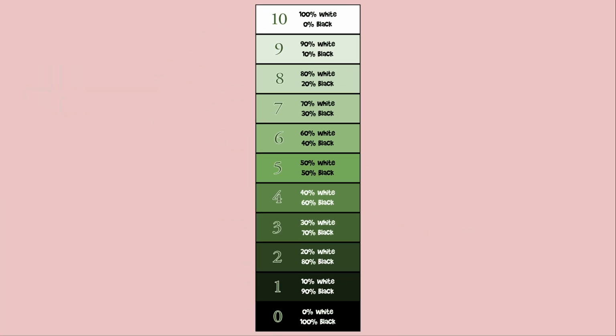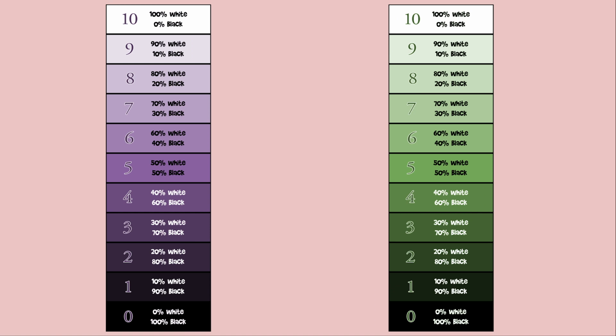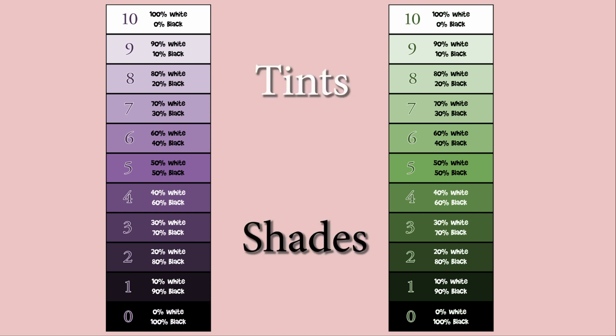If we add color to the value scale, the values remain the same. The darker green has more black in it, and a lighter green has more white. When we refer to the lighter and darker values of color, we call them tints and shades.